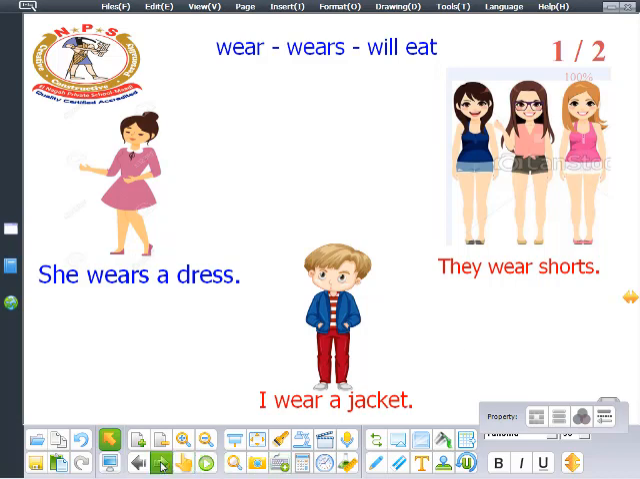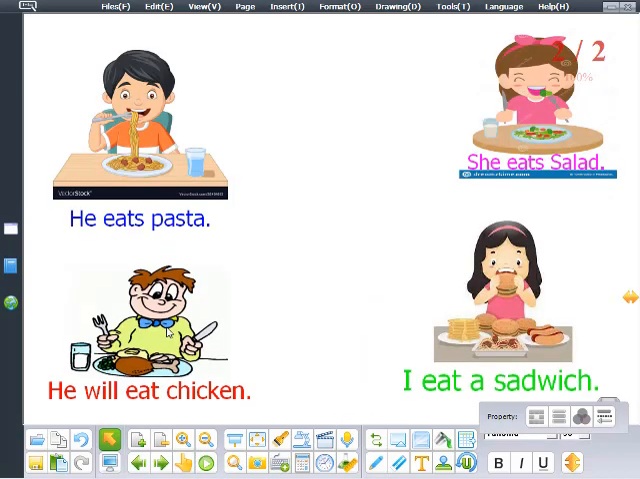Well, let's learn another thing. Look here, some children are eating. Look at them. That boy eats pasta. He eats what? Pasta, yes. He eats pasta. Look at him. I say he eat or he eats. Yes, excellent. He eats. It's like she wears. I say she wear or she wears. Well done. She wears.